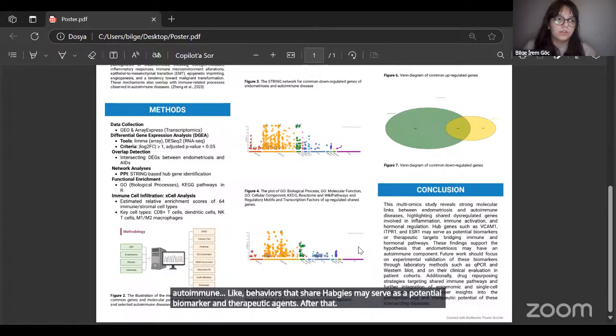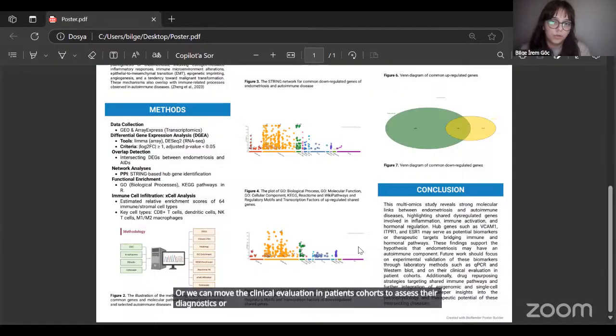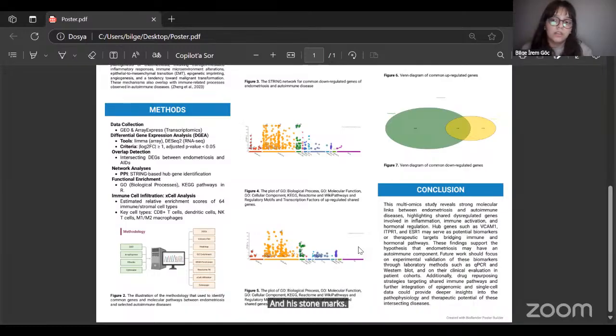Moving forward, our future directions include experimental validation of the identified genes and pathways using techniques such as qPCR, Western blot, etc. Or we can move to clinical evaluation in patient cohorts to assess their diagnostic or prognostic value, or integration of additional omic layers such as DNA methylation, single-cell transcriptomics, and histone marks. That's all. If you have any questions, feel free to ask.